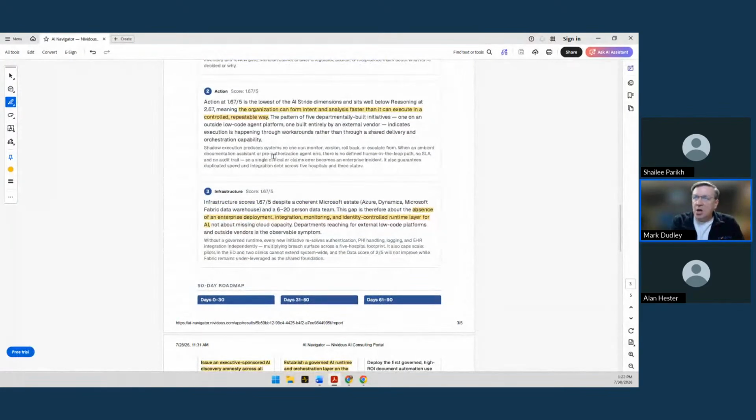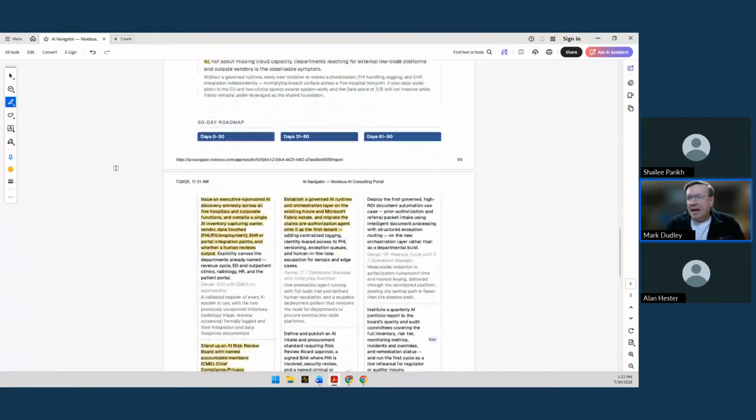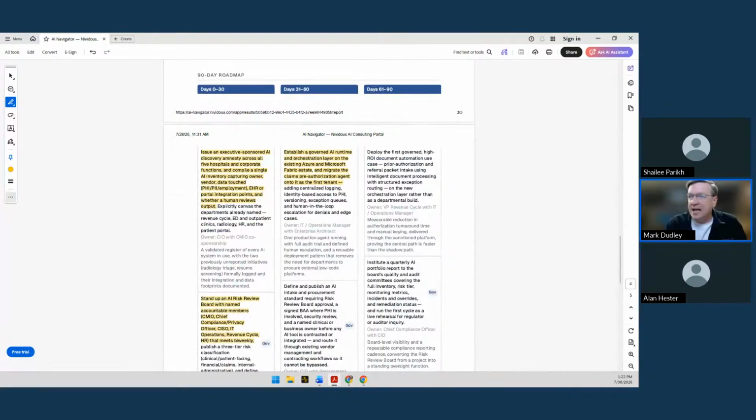Okay, so that's all of what Alan was talking about in terms of, okay, this is the score and this is why we're scoring you this way. The real value from AI Navigator comes when you're talking about this 90-day roadmap. And it's a very, very impressive piece of information, because every action on this roadmap ties back to a specific score and even a specific named system within the report. That's why that specificity is crucial.